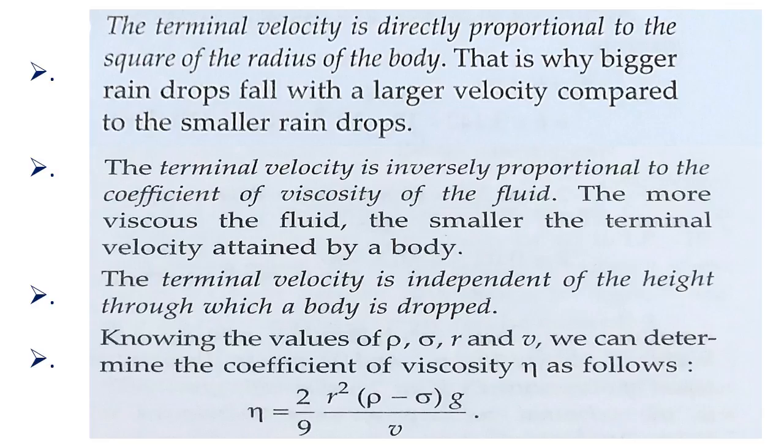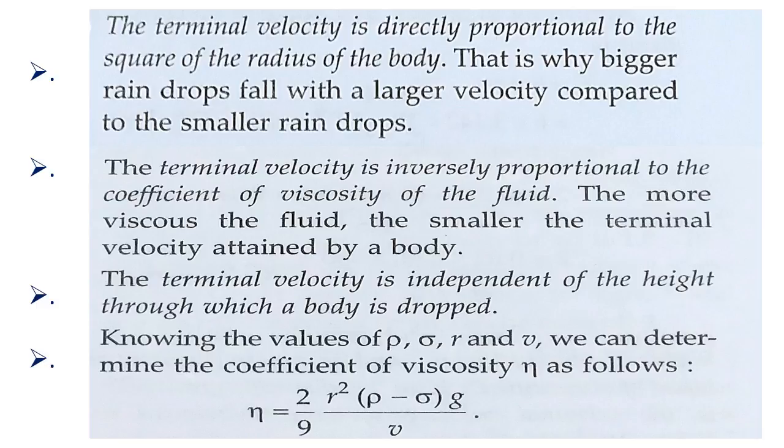V equals 2 by 9 r square into (rho minus sigma) multiplied by g divided by eta. Let's discuss this formula. The velocity of a small sphere dropped from rest into a viscous medium varies with time. Initially, the body is accelerated and after some time it acquires terminal velocity.